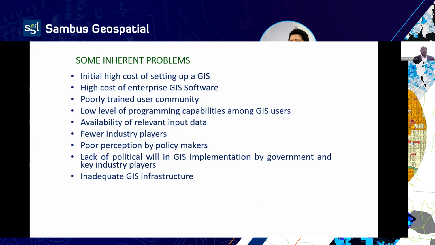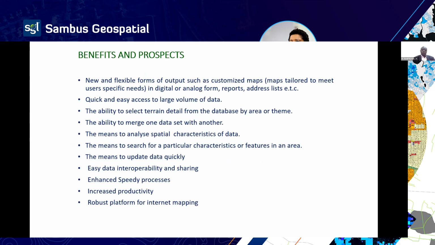Then there is also lack of political will in GIS implementation by both government and key industry players. So it's also related to the poor perception. Even when they say, okay, we know, but what about the implementation? You could go to organizations that have acquired infrastructure, but then they are just lying fallow because there is no will to train anybody to take up these things and use them. Then there is, of course, the inadequate GIS infrastructure itself. So even when there is political will, if the infrastructure is not there, then it's a problem.